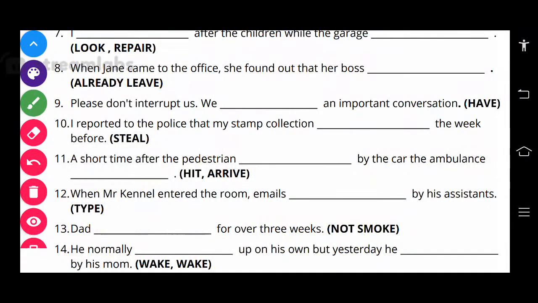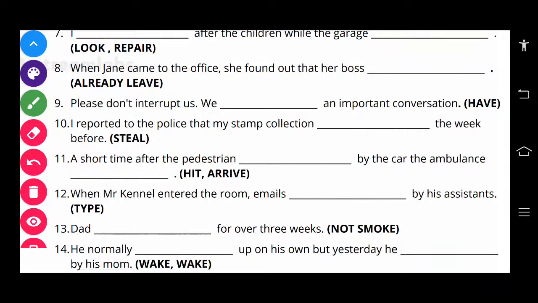Please don't interrupt us. We dash an important conversation. Please don't interrupt us. Don't disturb us. I used that here already, I gave a clue to you. When we use don't disturb, if something is going on, suppose now I'm teaching you and my son comes to me and asks me something, then what do I generally say to him? Don't disturb, because this action is going on.